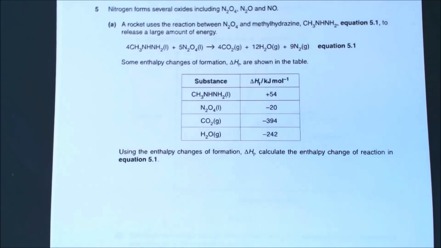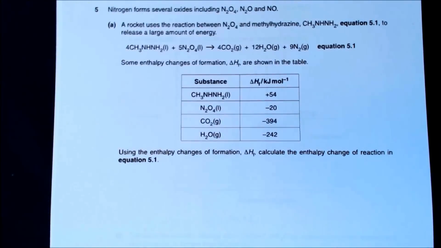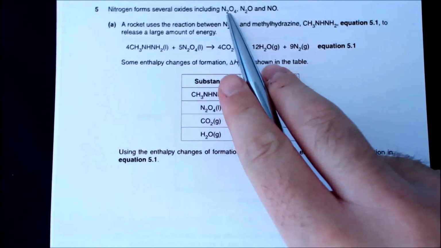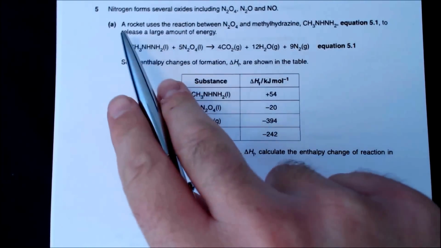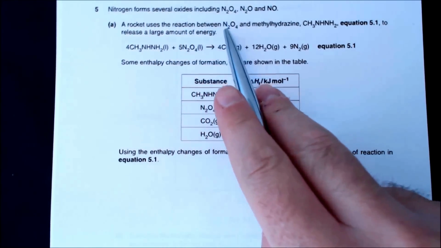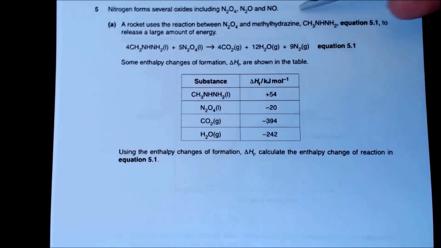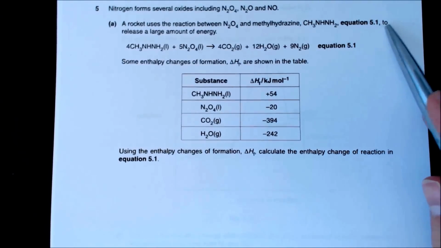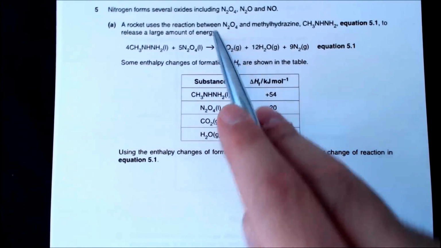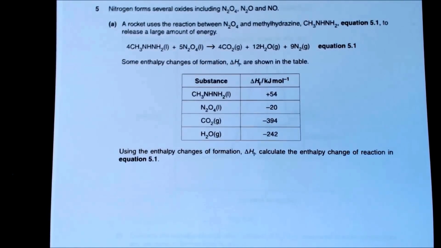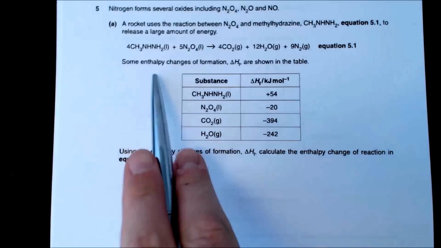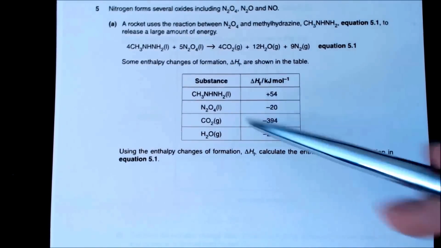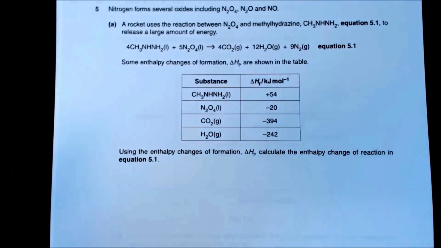Okay, so this is question 5, and question 5 is mainly concerned with energetics. So it says nitrogen forms several oxides, including N2O4, N2O, and NO. It says a rocket uses the reaction between N2O4 and methyl hydrazine, NH3 NH2, equation 5.1, to release a large amount of energy. And it's given us the equation here. So it says some enthalpy changes of formation, delta HF, are shown in the table, and you can see that it's given us a load of formation data.